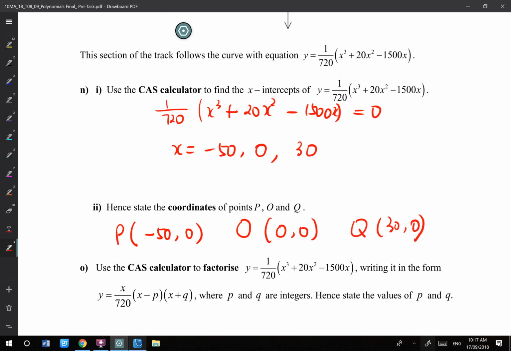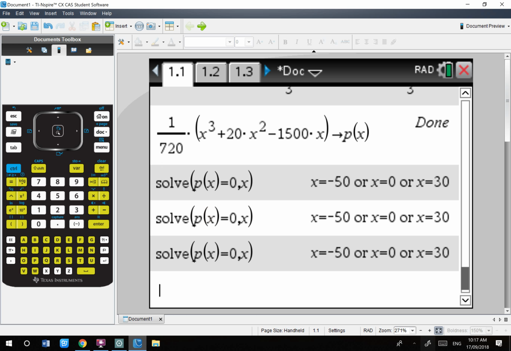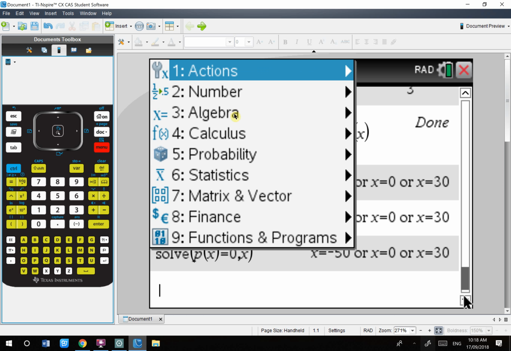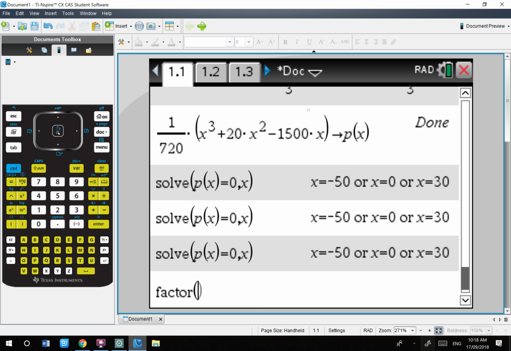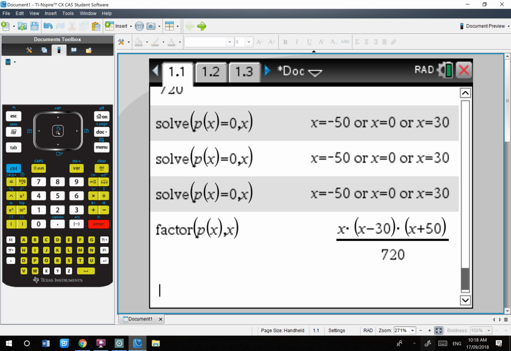Okay, next one. Use the CAS calculator to factorize that and write in this particular form, and hence state the values of P and Q. Basically, I just want to factorize P(x). So I will go menu number 3 algebra and number 2 factor. I'm going to factorize P(x), comma x. So that's what I have: x over 720 times x minus 30 and x plus 15.